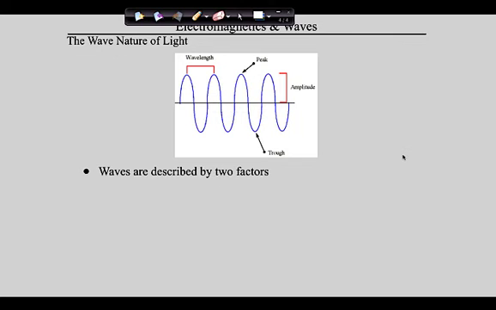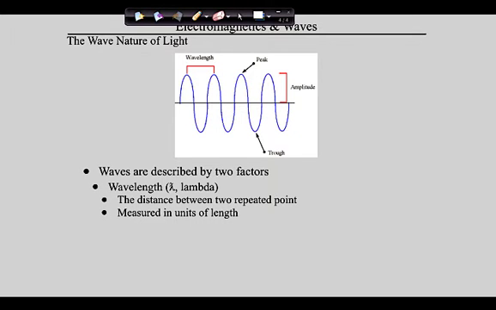So we understand that waves are described by two factors. First of all, wavelength. And guys, wavelength is abbreviated with this. This is the lowercase Greek letter lambda. Capital lambda actually looks like this. We go lowercase. And guys, lambda, or wavelength, is the distance between two repeated points, and it is measured in the units of length, in this case meters.